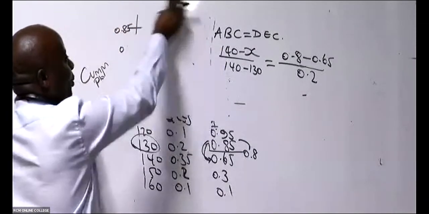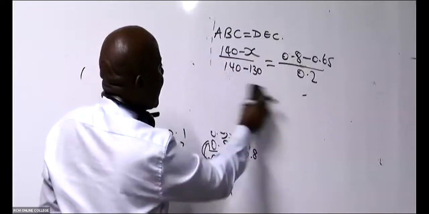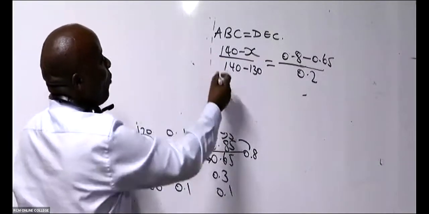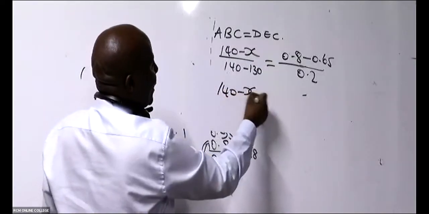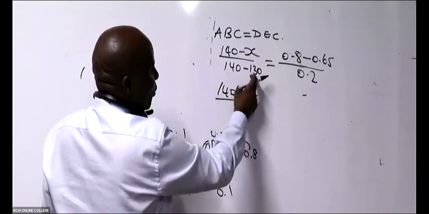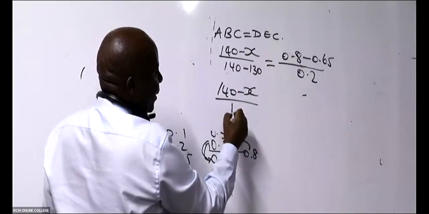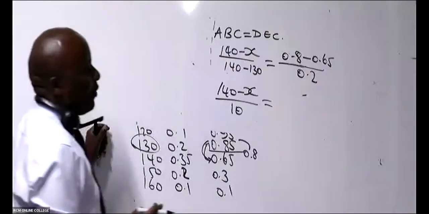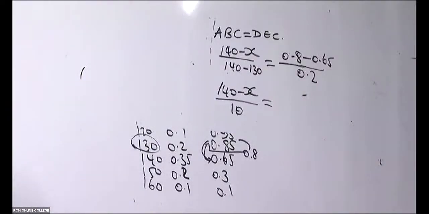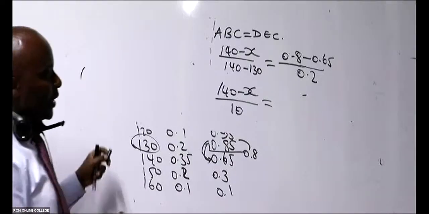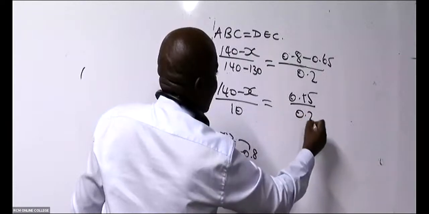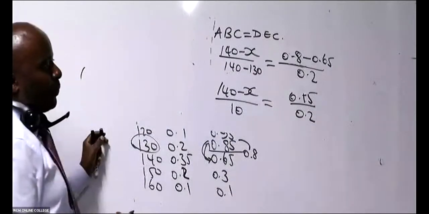Let's make X the subject of the formula. So this one here will be 140 minus X, isn't it? 140 minus 130 gives me what figure, somebody here? 10, equals. What is 0.8 minus 0.65? 0.15, right? So this gives us 0.15 all over what here, somebody? 0.2.